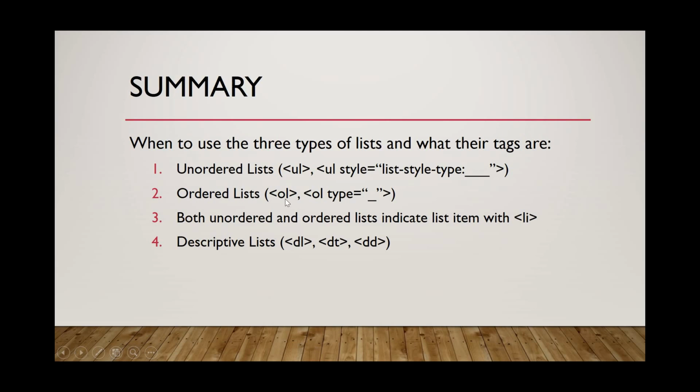On our ordered list is the OL tag, and then we can change the style with the OL type. Again, this is using LI. Both are using LI as their list item. Then we have descriptive lists, which have three new tags. The descriptive list opening tag, the term we're describing represented by DT, and the descriptive definition represented by DD. And these are being used when you want to describe, make a glossary, or a dictionary of sorts.